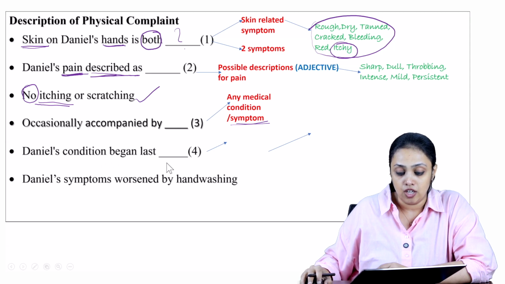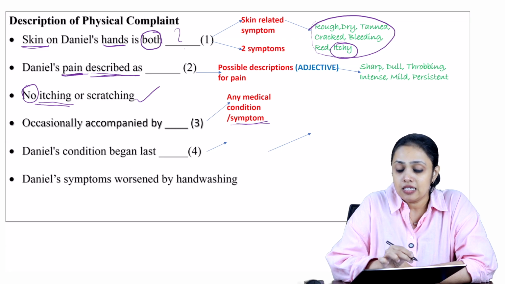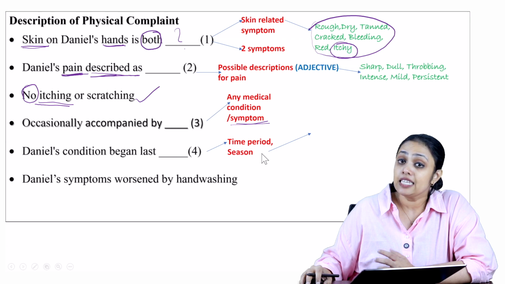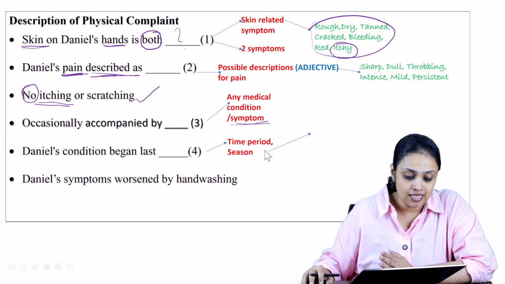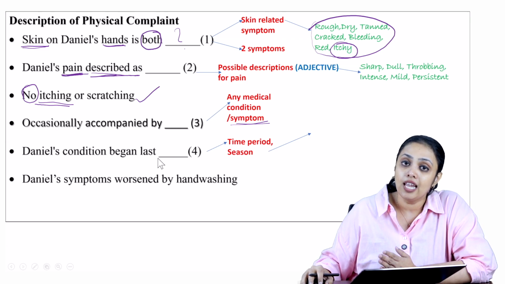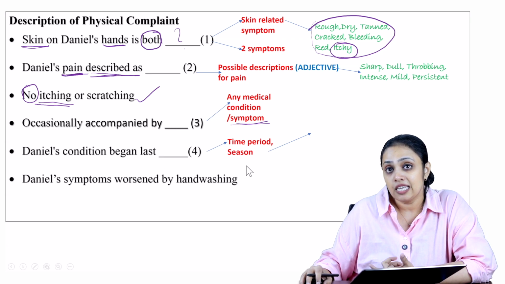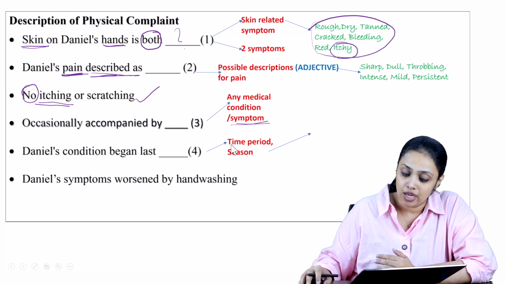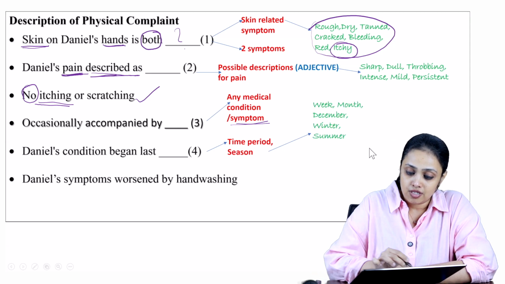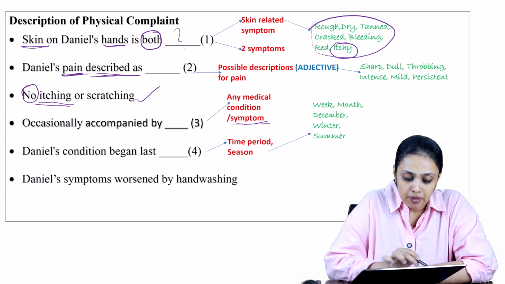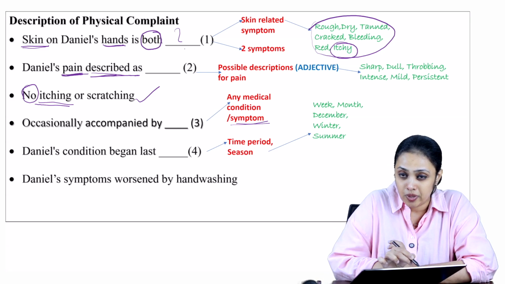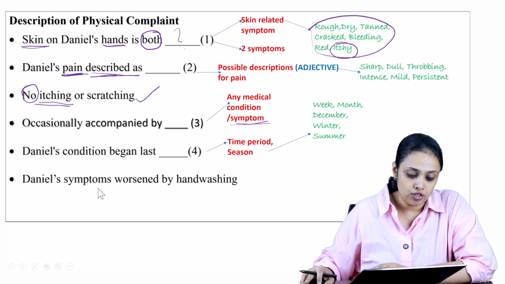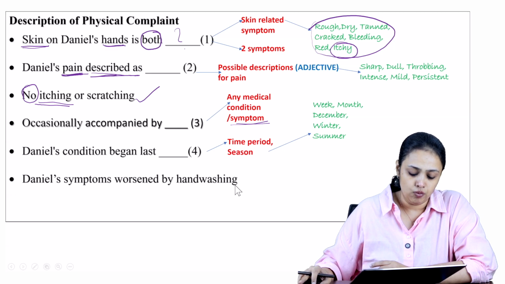Daniel's condition began. So it talks about when did this problem start. So what can we expect here? It can be a time period, as in Daniel's condition began last week or last month, or it can be something like a season, last summer, last winter, or it can be a specific month like last January, last December. So this is what we are expecting here. So depending on what the words are in the question, we are framing our mind for certain types of answers. And the last point is already given, Daniel's symptoms worsened by hand washing.